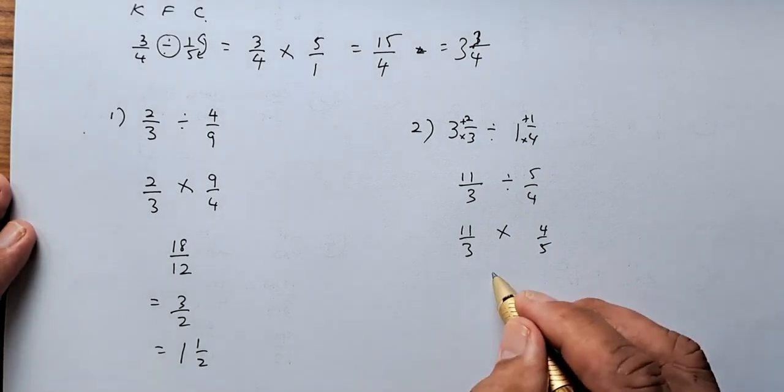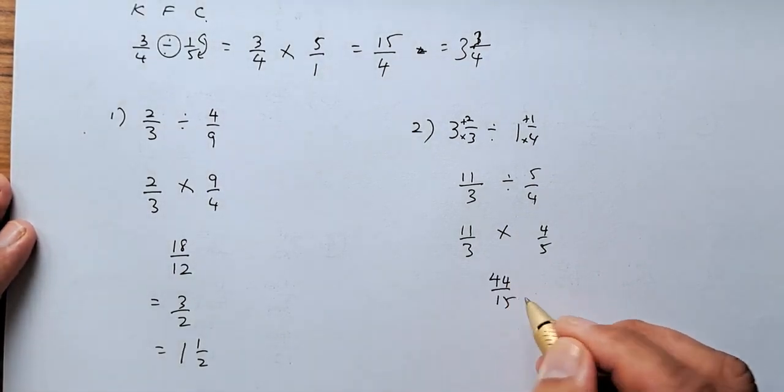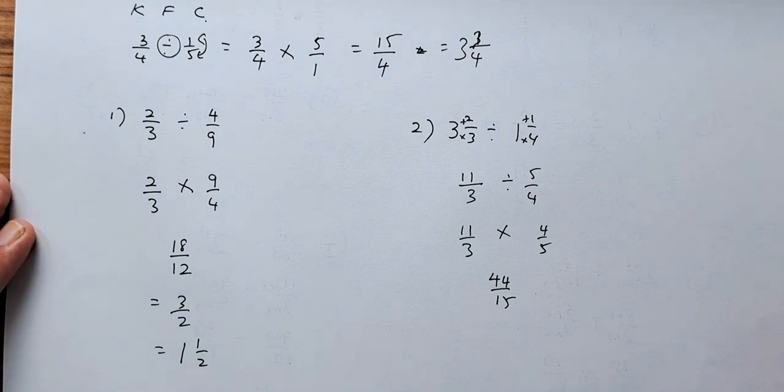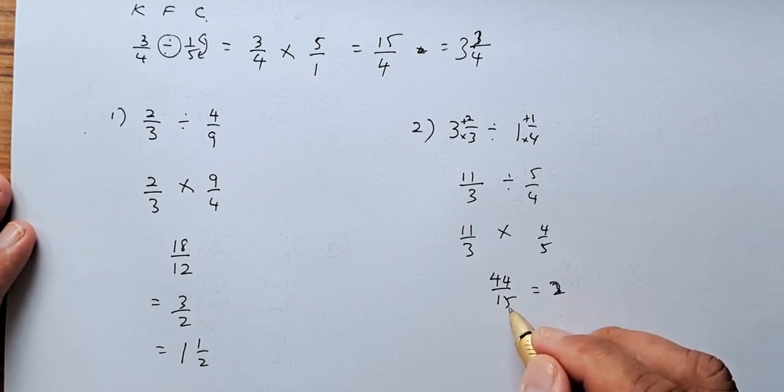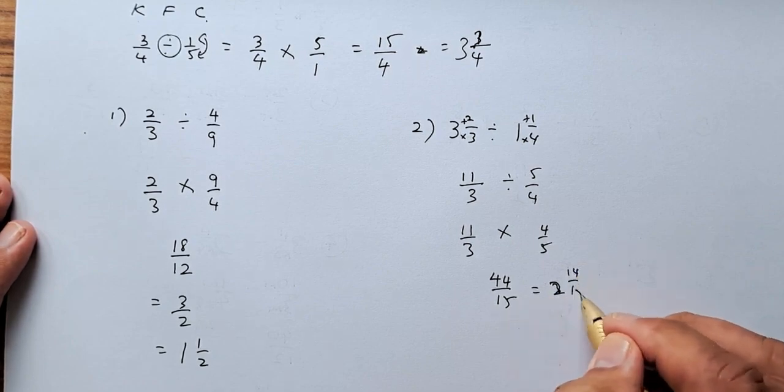Then you're going to simplify it to 44/15, and that is going to be 2 and 14/15, since 2 times 15 is 30. Okay?